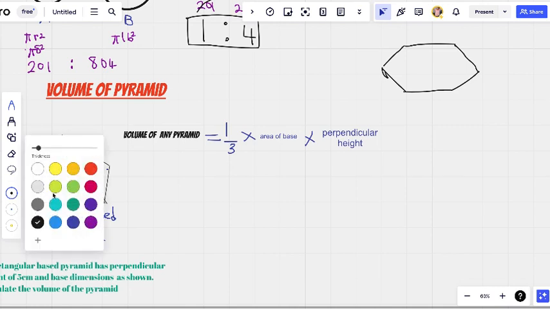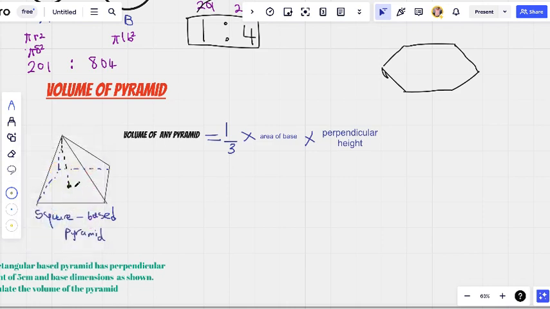We showed that in part 2 of our video, and we said we can divide this into 6 triangles, right? Then we find the area of one triangle, and we multiply the answer by 6, right? All the triangles are equal. 1, 2, 3, 4, 5, 6.